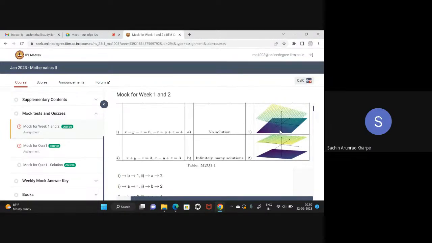Correct. And suppose there is an option of unique solution, so it will have three equations, right? Here, at least three planes it should have. Three planes, okay, for a unique solution. That is when there are three variables, right? But if there are two variables, then two equations are enough to get a unique solution. Two equations and two variables is enough to get the unique solution.